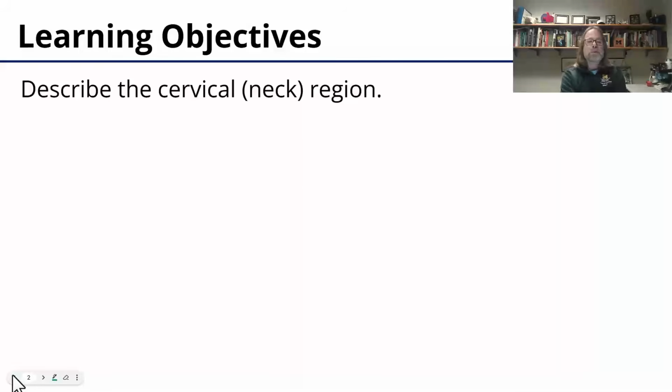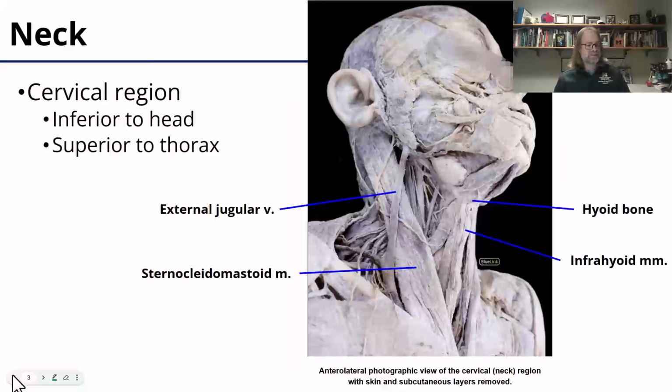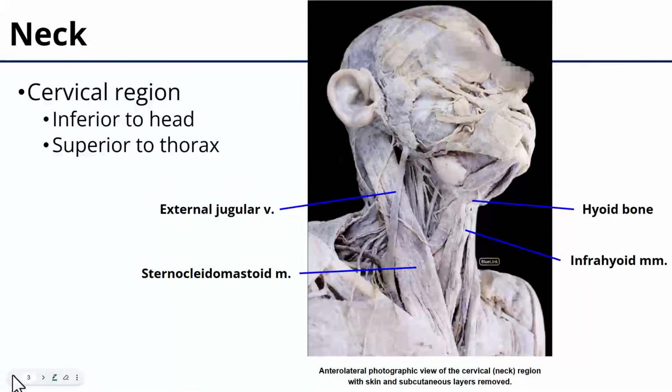In this session, we'll discuss the cervical region, or the neck, and it's my hope to provide you with a succinct primer for this region upon which we can build a more complex understanding. The neck, or the cervical region, is the area that is inferior to the head and superior to the thorax.